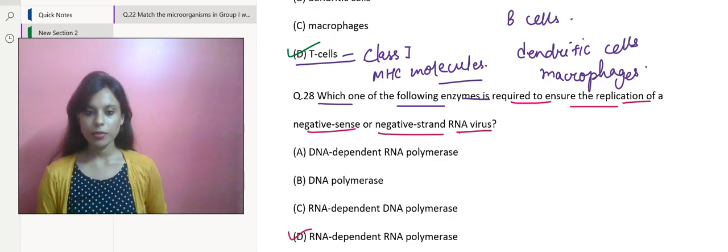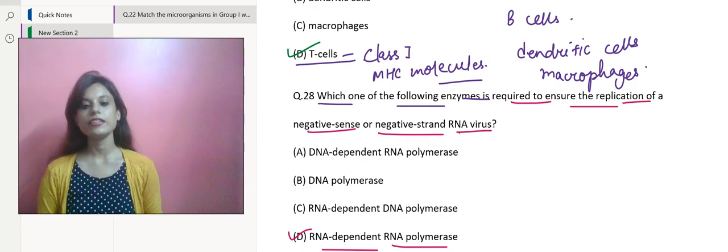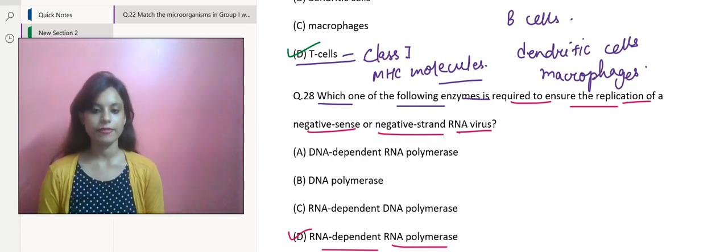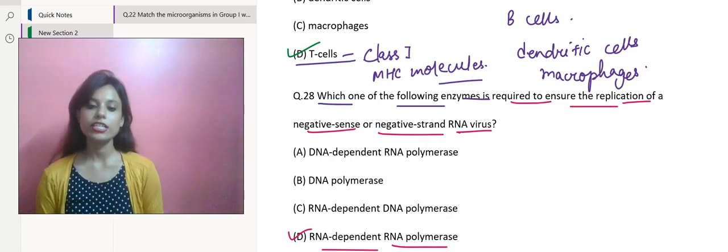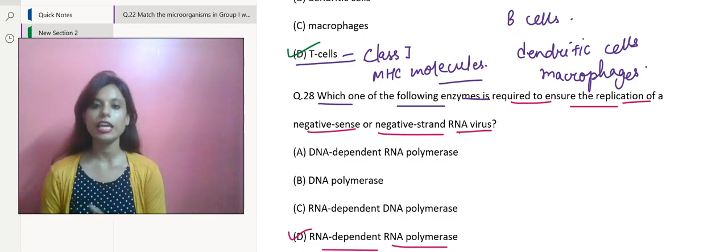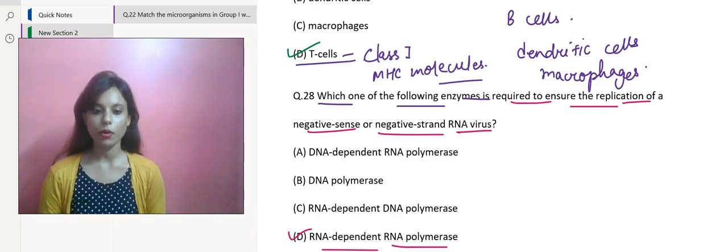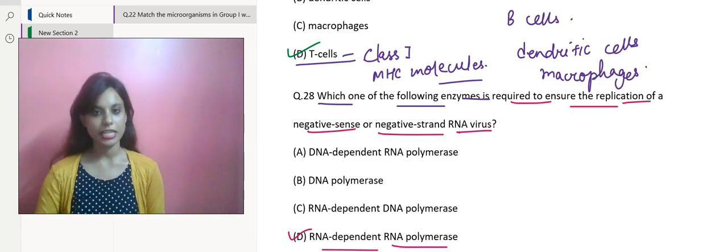Your correct answer would be RNA dependent RNA polymerase. Explanation: negative sense or negative strand RNA viruses have a single stranded RNA genome that is complementary to the viral mRNA. This means that the viral RNA cannot be used directly as a template for translation or for replication.